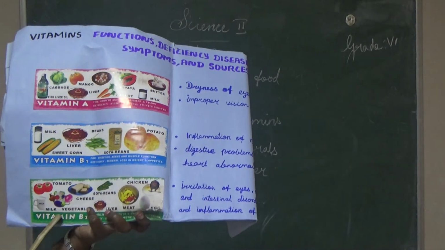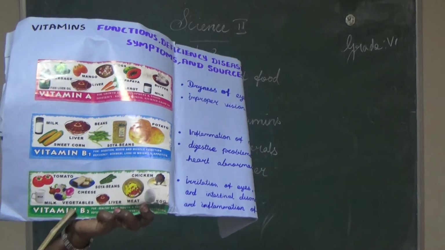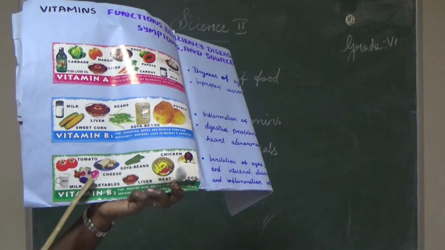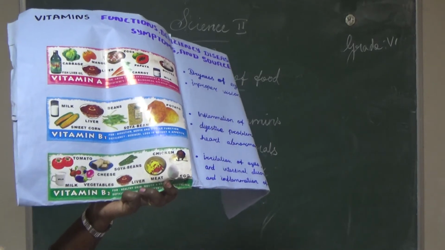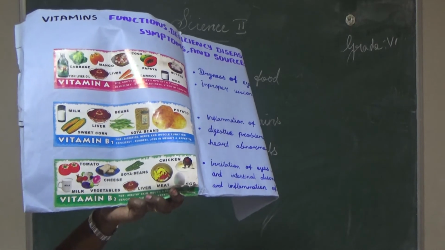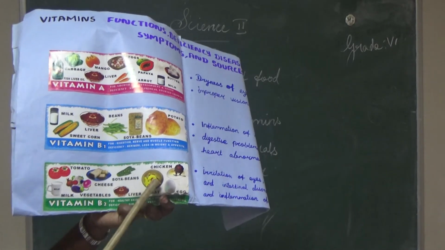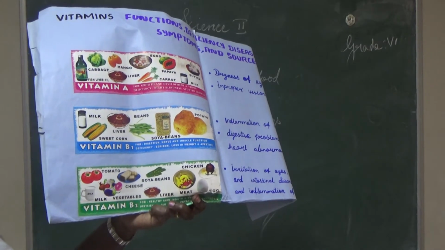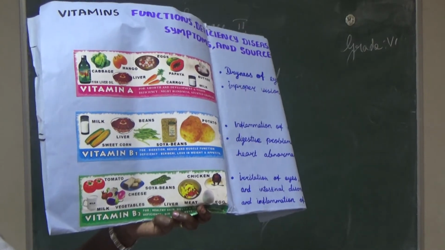Then vitamin B2. What are the sources of vitamin B2? Tomato, soybeans, chicken, liver, meat, egg and milk. These are some of the sources of vitamin B2.